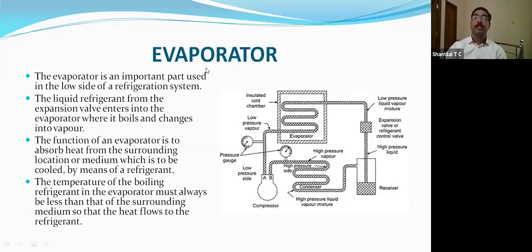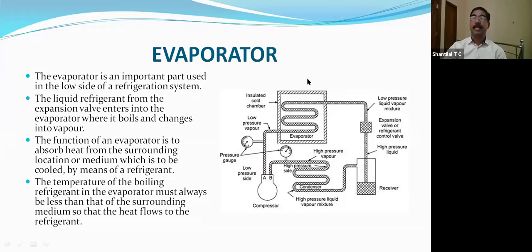So in the refrigeration field, we need cooling. From the evaporator, we get cooling. So the evaporator is a part of the refrigeration and air conditioning cycle. It is located after the expansion device.